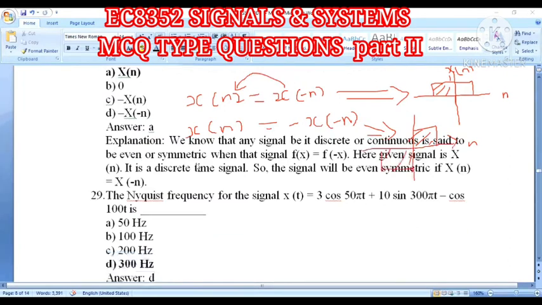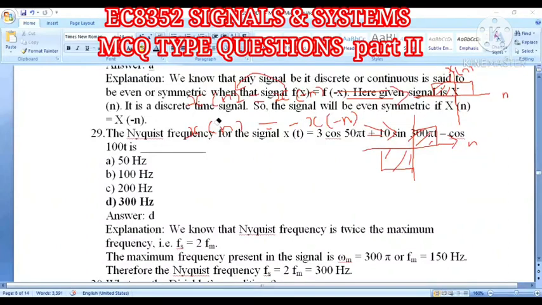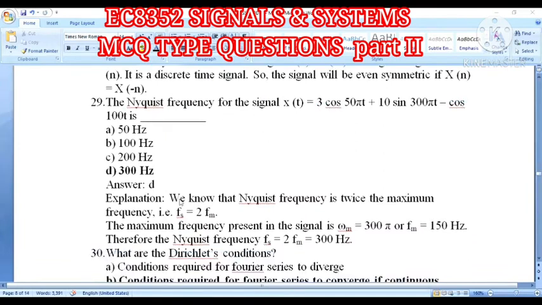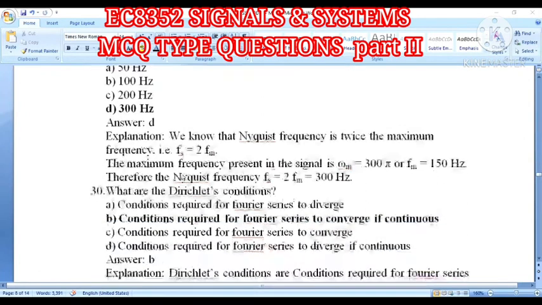Nyquist frequency of the signal x of t equal to 3 cos 50 pi t plus 10 sin 30 pi t minus cos of 100 t. One lengthy signal is given, and you have to find the Nyquist frequency. Let us solve the problem. Option A is 50 Hz, option B is 100 Hz, C is 200 Hz, and option D is 300 Hz. So your answer is 300 Hz. Let us check how it happens. The Nyquist frequency is twice the maximum frequency. You know the definition.